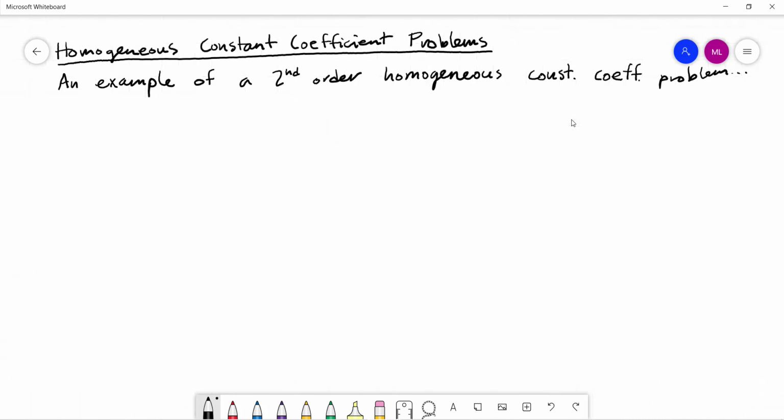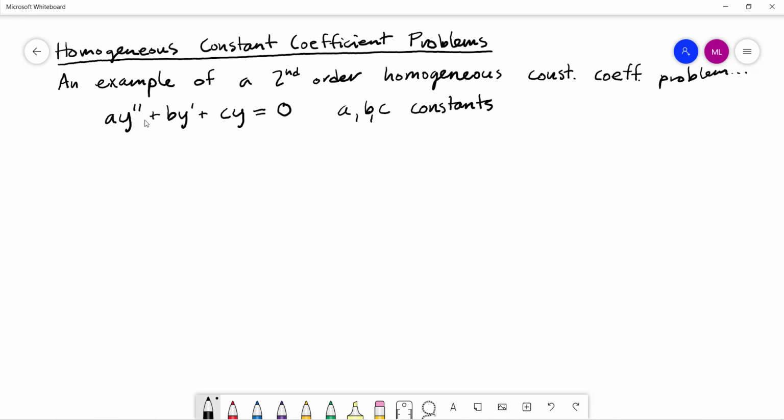looks like the following. It looks like a times y double prime plus b times y prime plus c times y equals 0. The fact that we have all of these terms, y prime and y double prime, each of them being multiplied by simply a constant, we make that totally clear. In this case, a, b, and c are constants. That's what makes it a constant coefficient problem. The fact that it's equal to 0 on the right-hand side is what makes it homogeneous, and then obviously the fact that the highest derivative is a second derivative is what makes it second order. So this is going to be the type of problem that we're going to be trying to solve going forward.